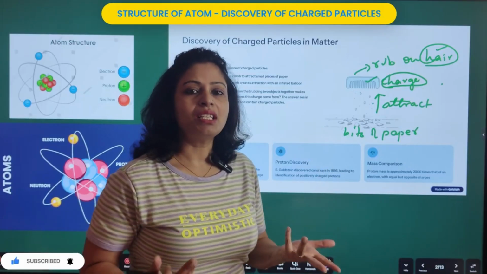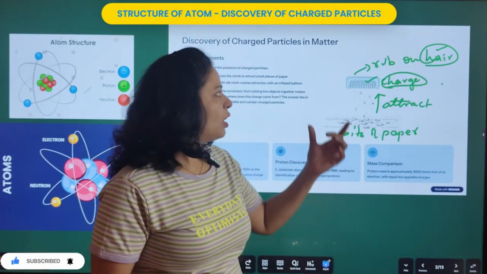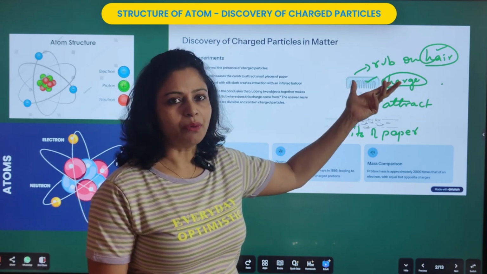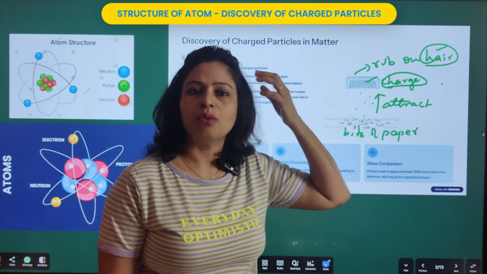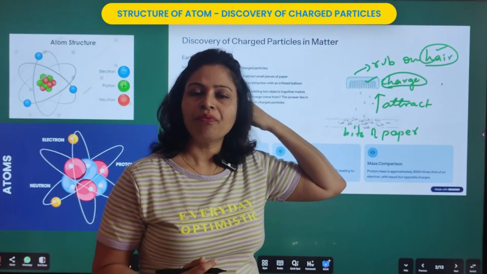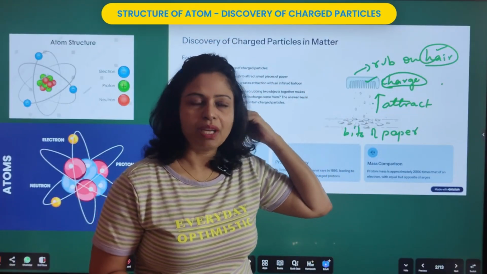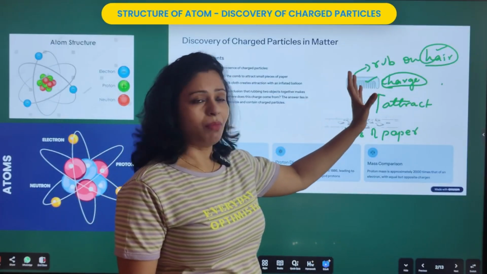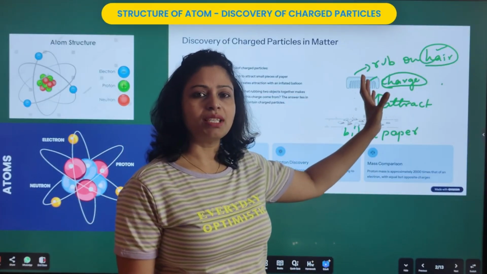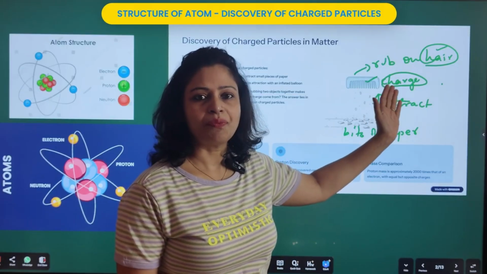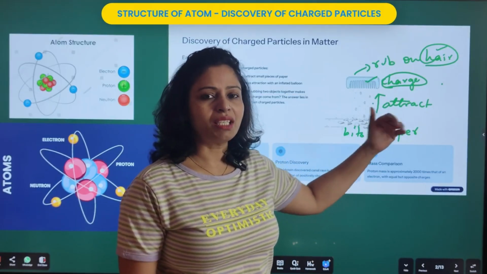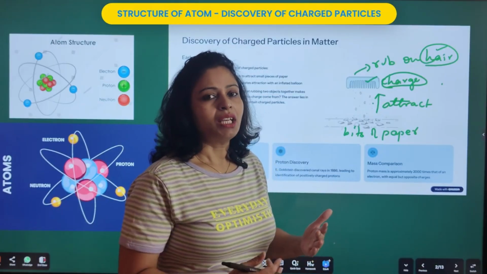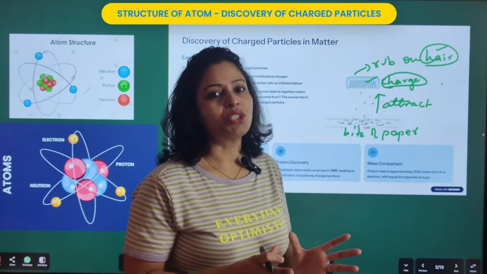Okay, so now where did this charge come from? The comb is also matter, and it is made up of atoms. Even our hair, anything in the world, anything you see is matter and is made up of atoms, right? So when this comb is producing some charge, acquiring some charge, obviously the charge is present in the atom. That's how the conclusion came, that the atom is made up of some charged particles.